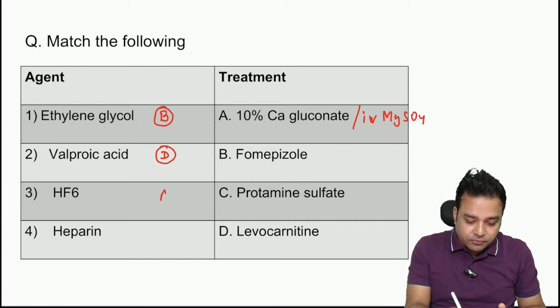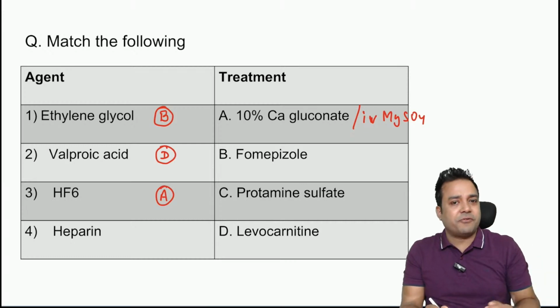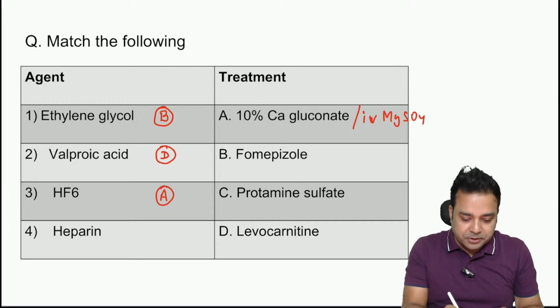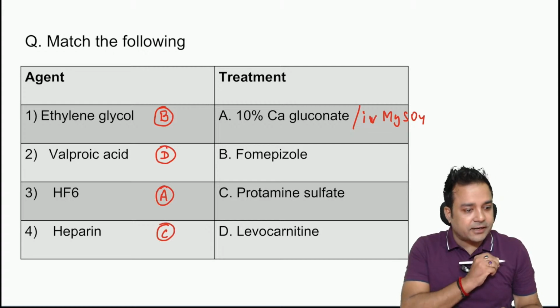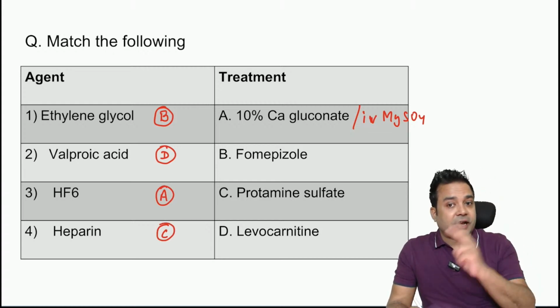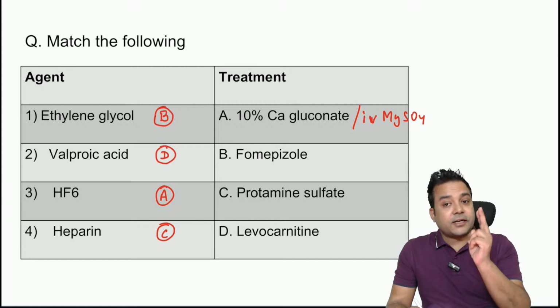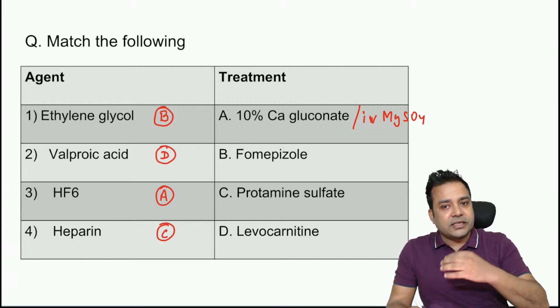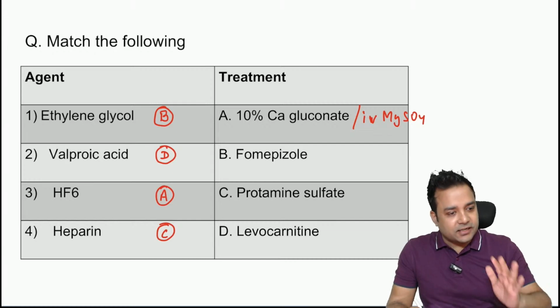So I will write A over here. Heparin antidote, you all know, unfractionated heparin. The antidote is protamine sulfate. So BDAC is your correct sequence. Motorcyclist fracture or type 2 hinge fracture can be seen in road traffic accidents. Yes, that is very correct.